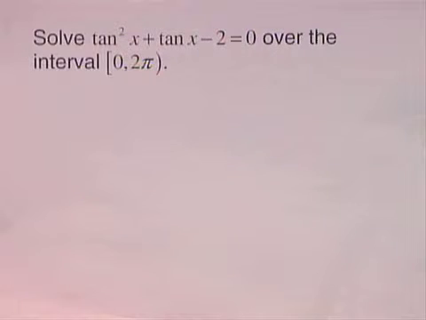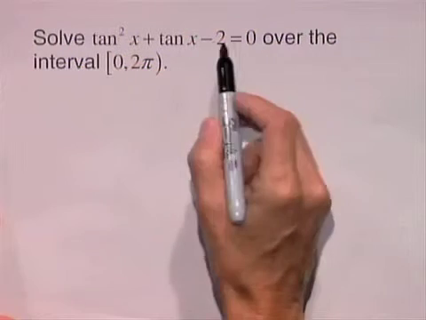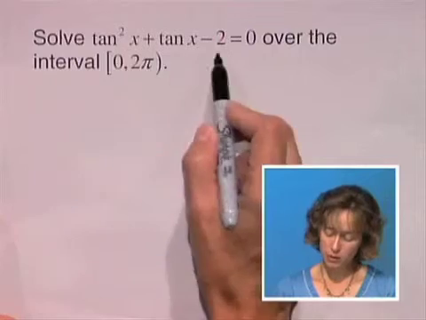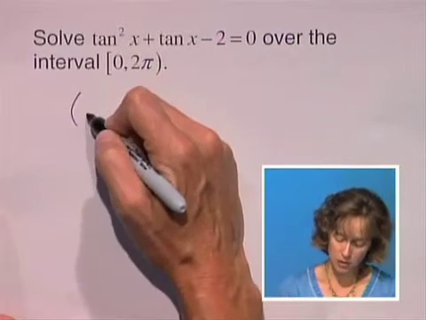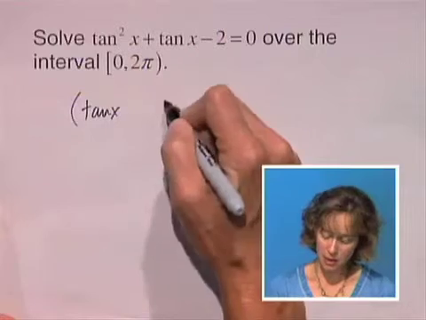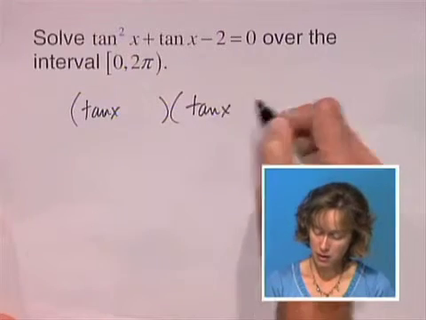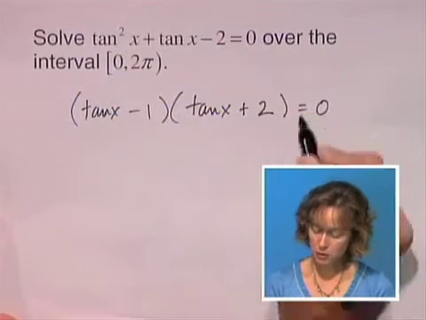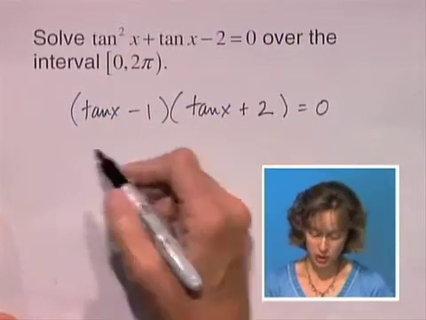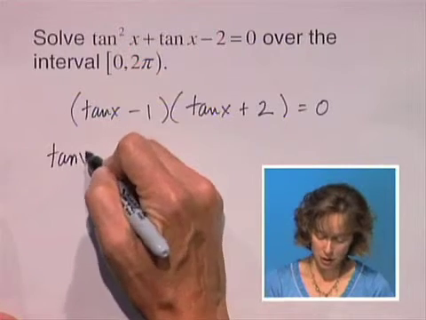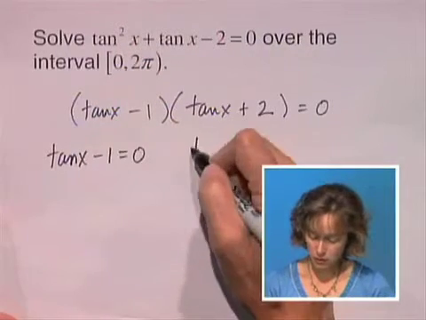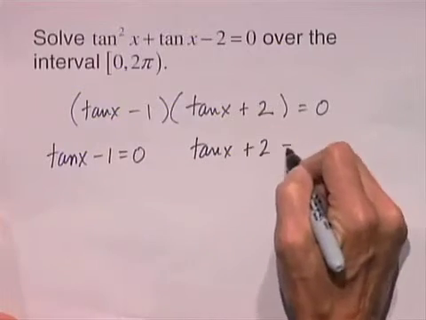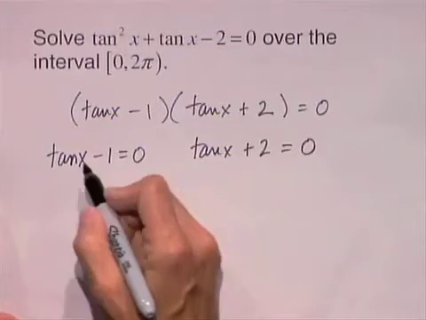Let's solve a trig equation. We want to solve tangent squared x plus tangent x minus 2 equals 0 over the interval 0 to 2 pi. Since the equation is already set equal to 0, I'm going to start by factoring, and it factors into tan x minus 1 times tan x plus 2. At this point, I'm going to take each factor and set it equal to 0.